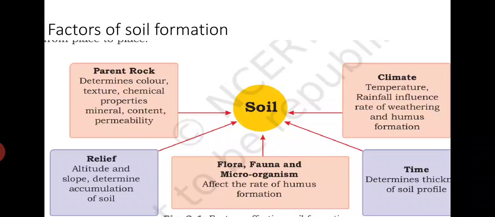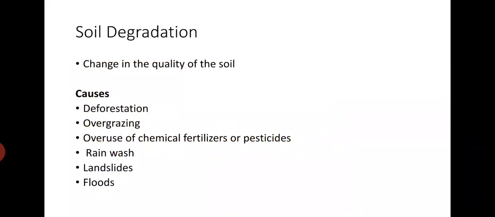And the last one is time. Soil formation is a long process, so it takes time. If the time is less, the formation of soil will be of coarse grain, whereas if the time of formation of soil is more, then the particles of soil are very fine.